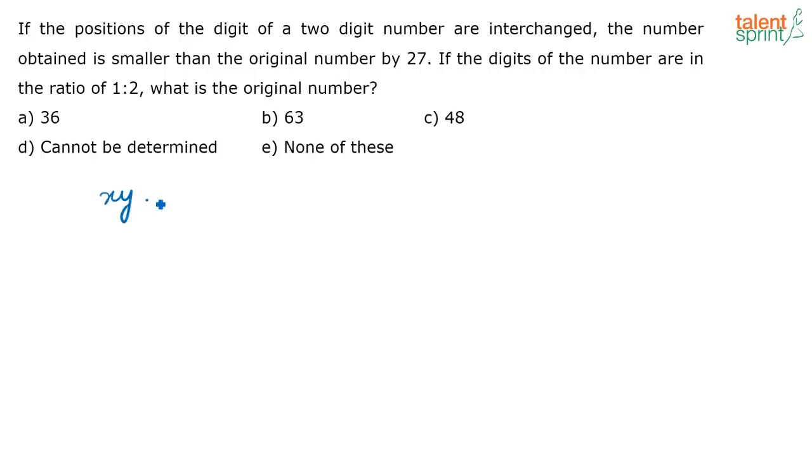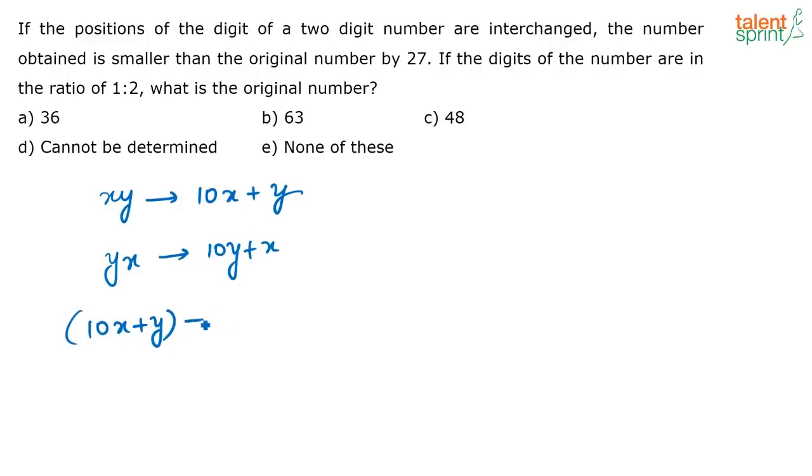So if you have a number xy, its actual representation is 10x plus y in terms of its place value. Now what are they saying? The positions of the digits are interchanged. So now what is the number? It becomes yx. So what is the new number? It is 10y plus x. Now the number so obtained is smaller than the original number by 27. So what does that mean? 10x plus y minus (10y plus x) is equal to 27. Correct? When you subtract the two numbers, you get 27.